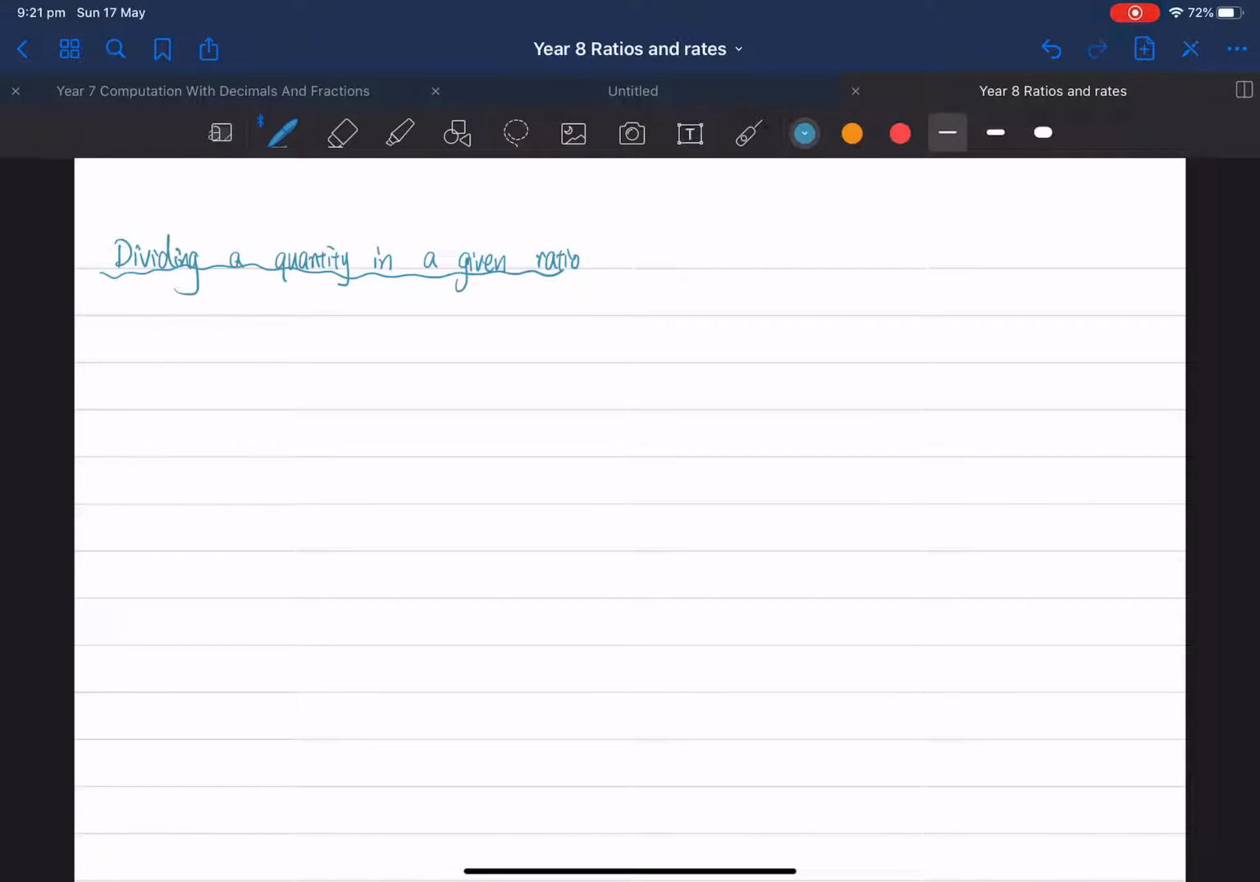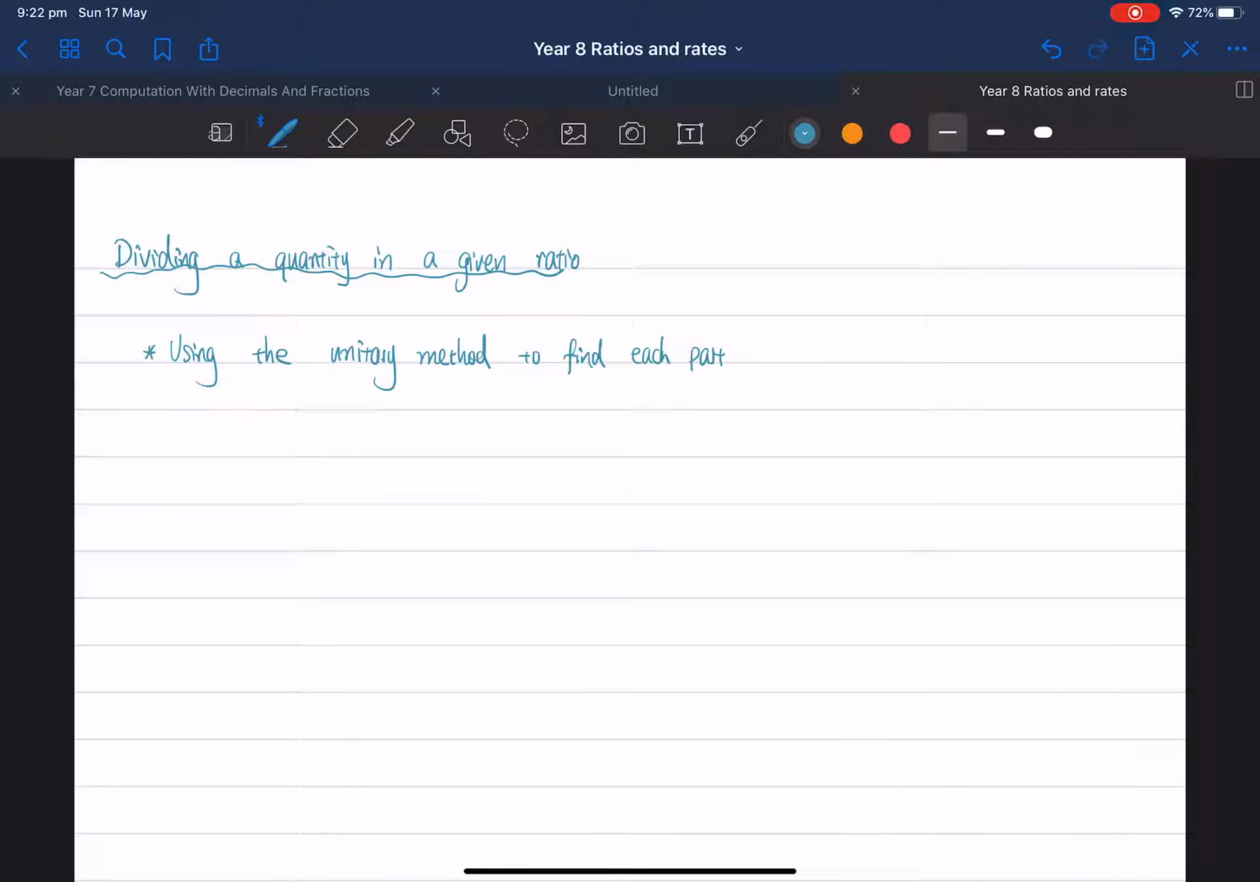It's actually pretty easy. There are various ways we can do the calculation, but the method I'm going to use here is called the unitary method. So basically we're finding how much it was for each part. All right, so use the unitary method to calculate or to find each part.